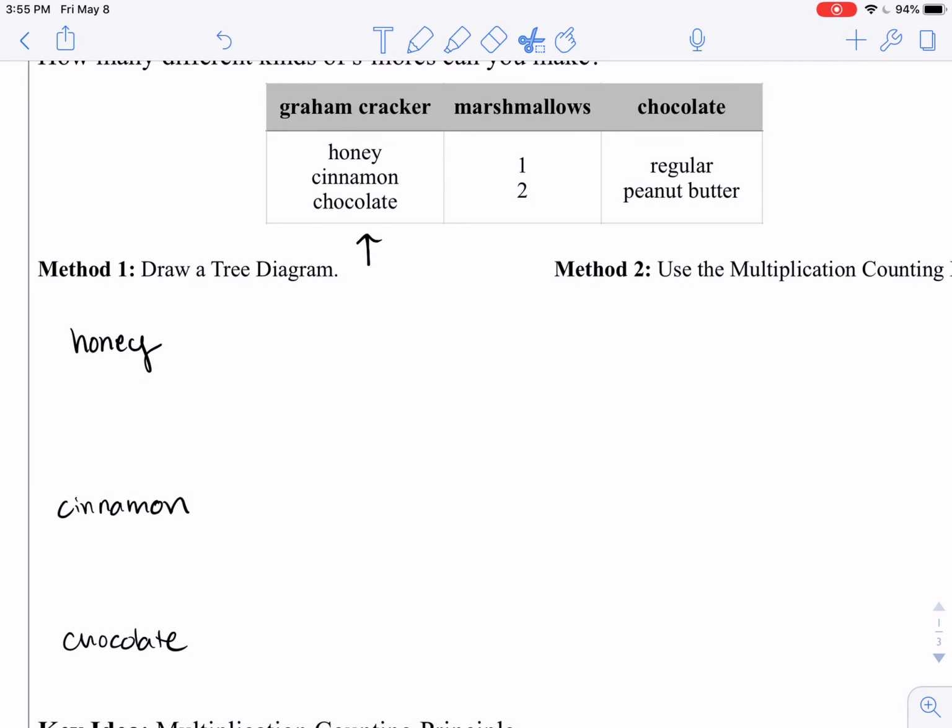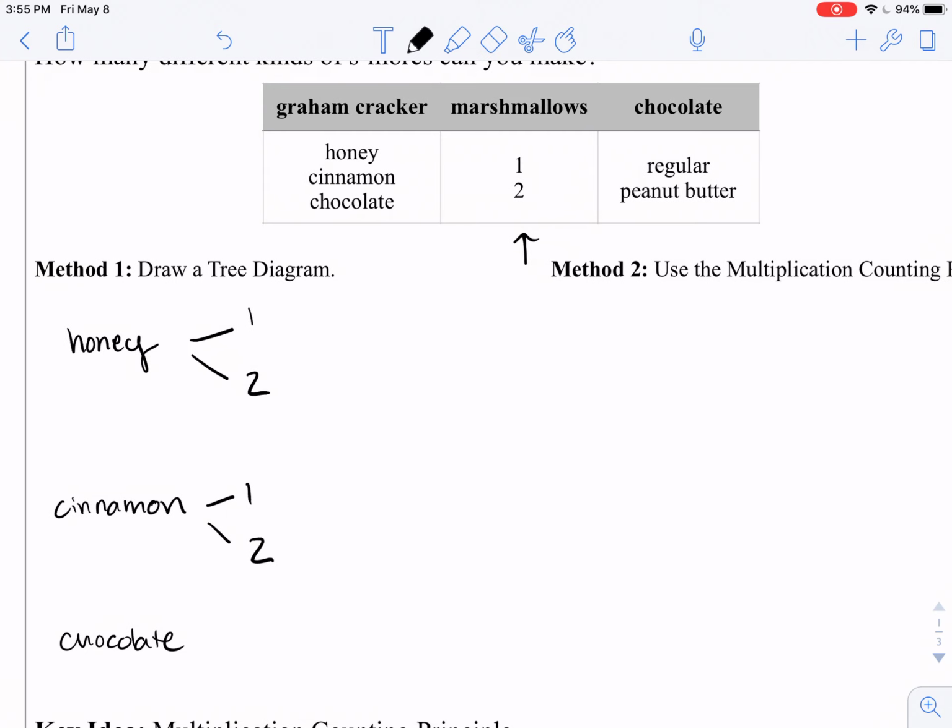And then say, after you pick your graham cracker, you decide marshmallows. So you can have honey with 1 marshmallow or honey with 2 marshmallows. You can have cinnamon with 1 marshmallow or cinnamon with 2 marshmallows. And finally, you can have a chocolate graham cracker with 1 marshmallow or a chocolate graham cracker with 2 marshmallows. So we started out having 3 possibilities. Now we have 6.